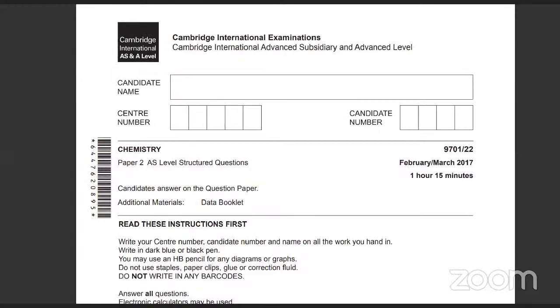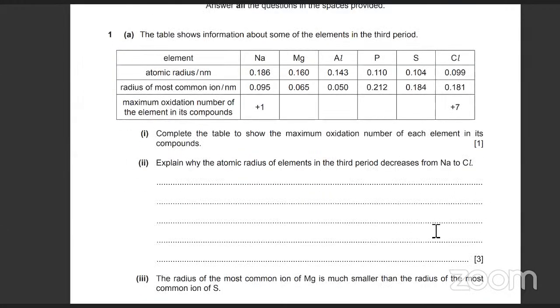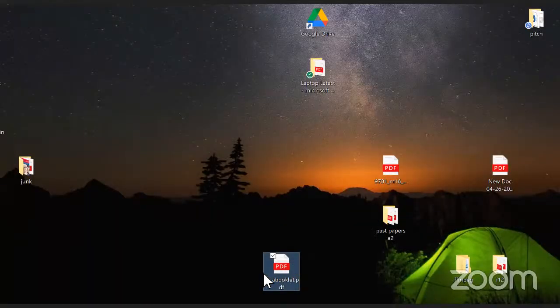So let's start, starting with the first question. Okay, and you need a data booklet for this as well. So let's open a data booklet.